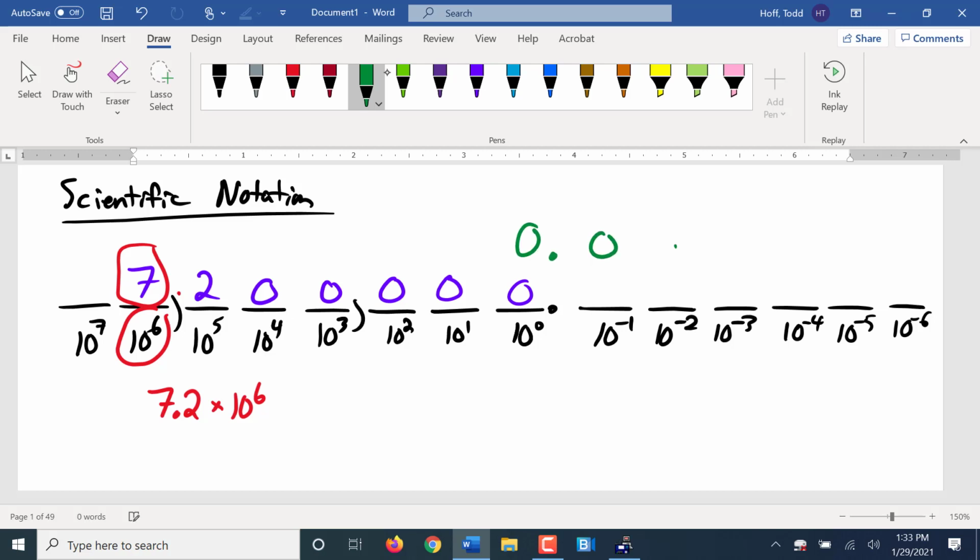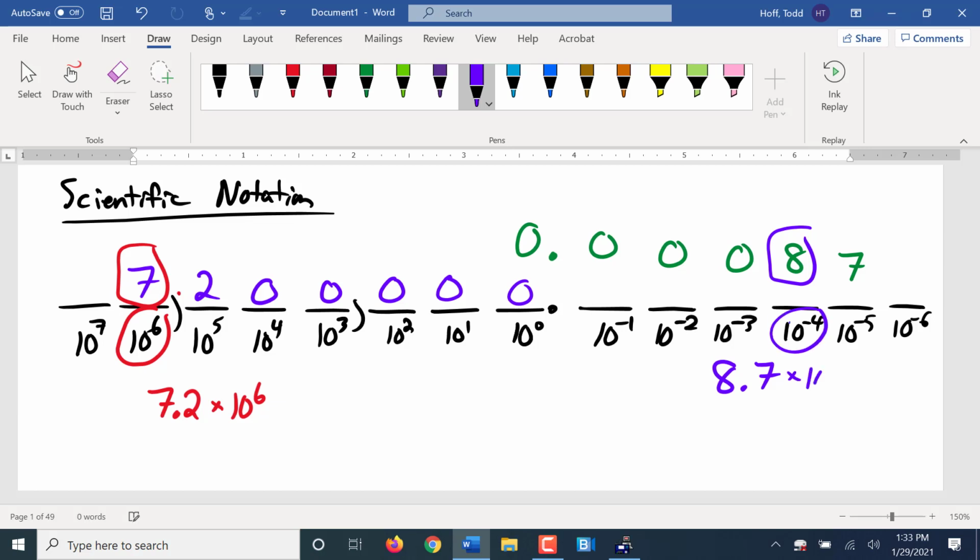If we have 0.00087, again, the first non-zero digit is the 8. So we're going to put the decimal point after that, so it's 8.7. And the place value of that 8 is the 10 to the negative 4th place. Now we came up with a shortcut for doing this.